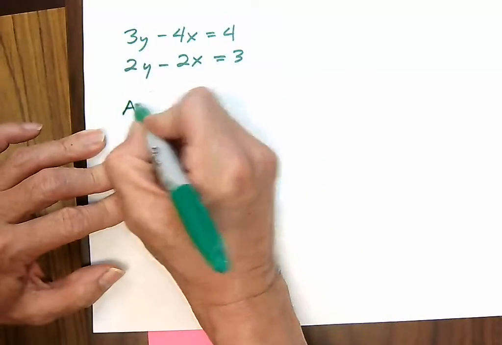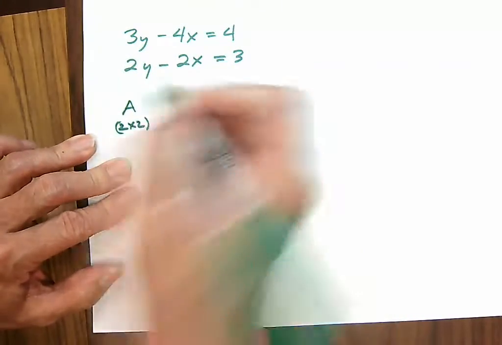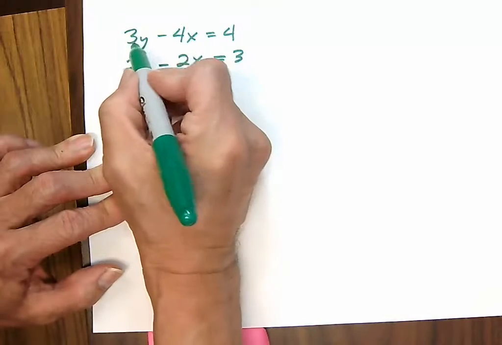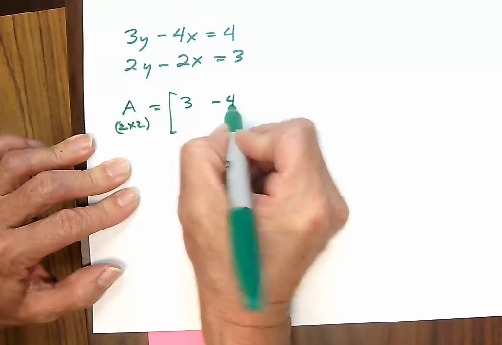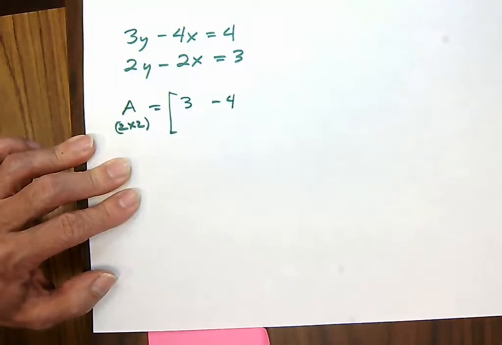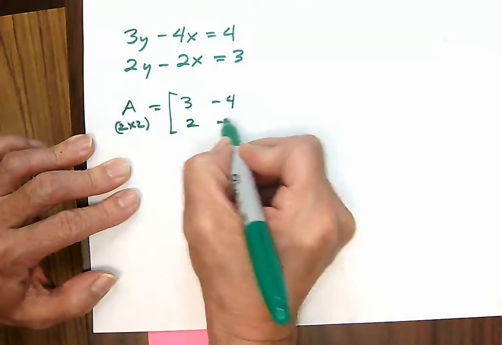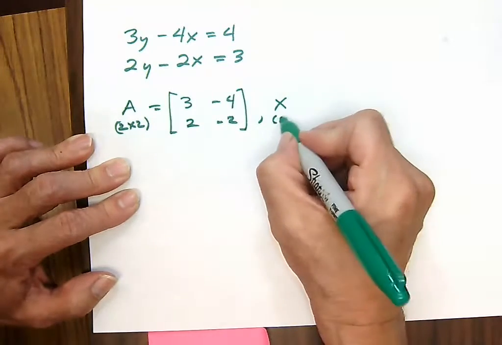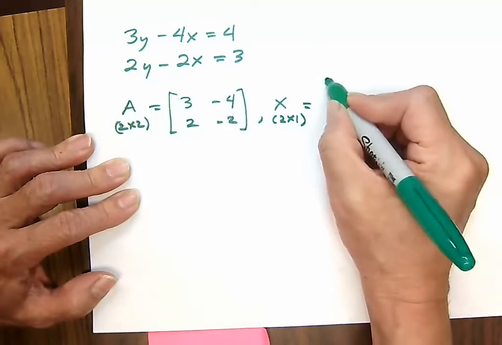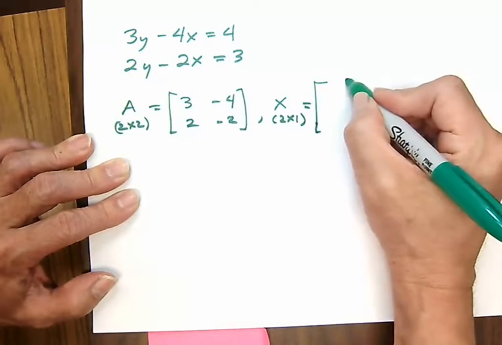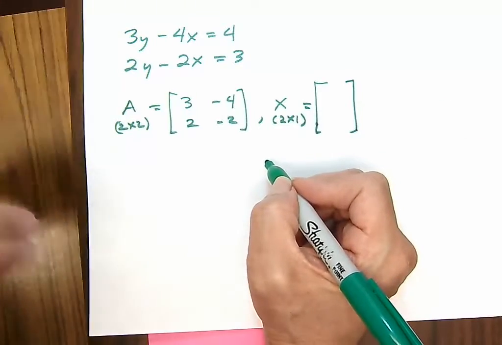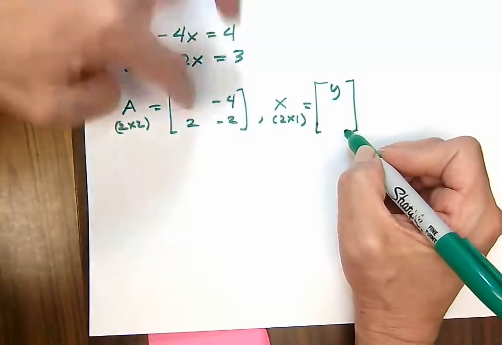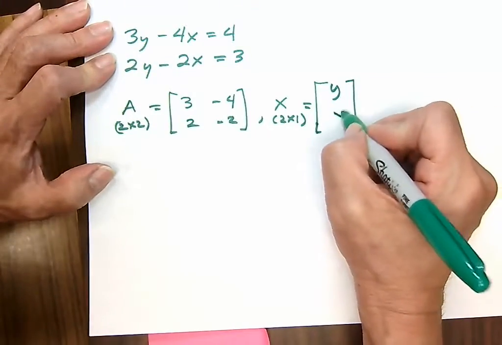So let's start out with the A coefficient matrix, which is 2 by 2, since we have two equations and two unknowns. And as you recall, the first row elements were 3 and minus 4. And the second row elements in the A matrix were 2 and minus 2. The X variable matrix is going to be a 2 by 1 column vector. Since we only have two unknown variables, the first variable is y, and the second variable is x.